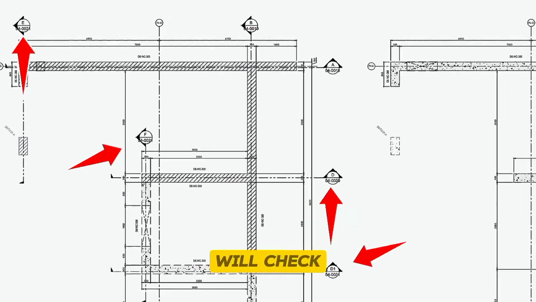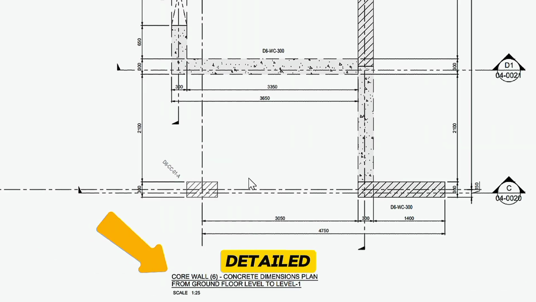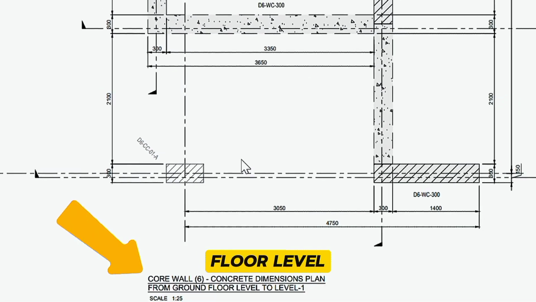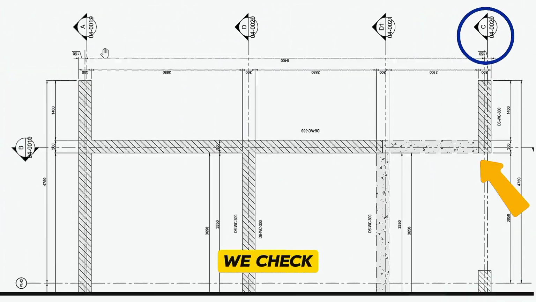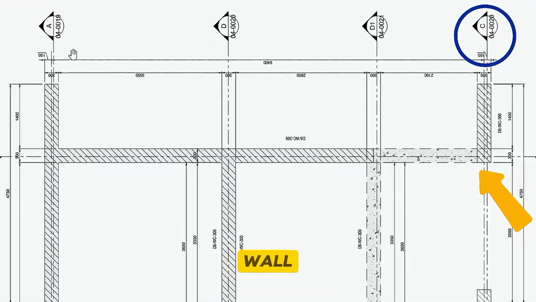In the drawing, we will check the direction of the wall for the work that can be done easily. We need detailed concrete dimensions plans for core wall 6 from ground floor level to level 1. First, we check the concrete dimensions plans for section C. This wall is attached to the length of wall in section A.